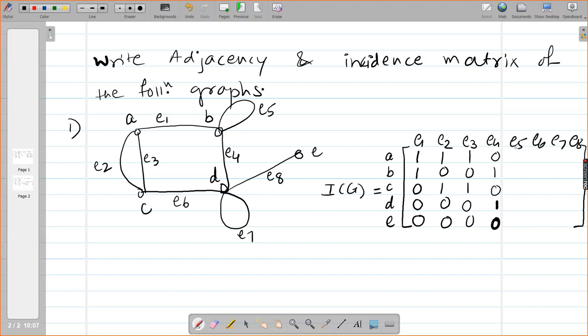कैसे लिखना है इंसिडेंस मैट्रिक्स में? लूप के लिए क्या बोला है? 2. Yes. 2 बोला है ना. तो लूप कहाँ पे है? E5 is a loop at which vertex? B. B. So I should write 0 0 0 0 2 0 0 0. Correct?